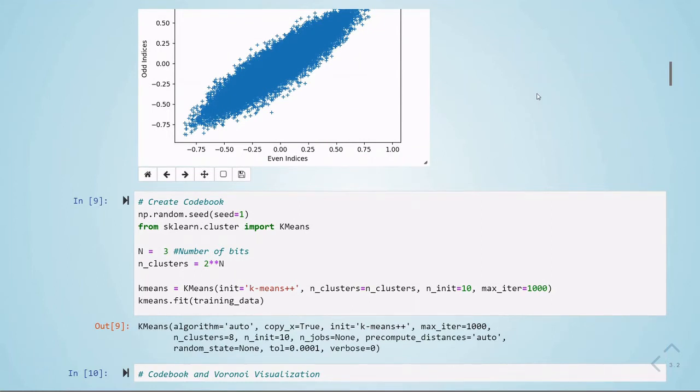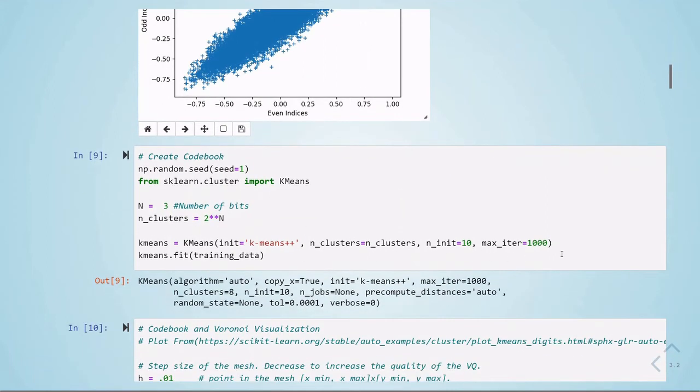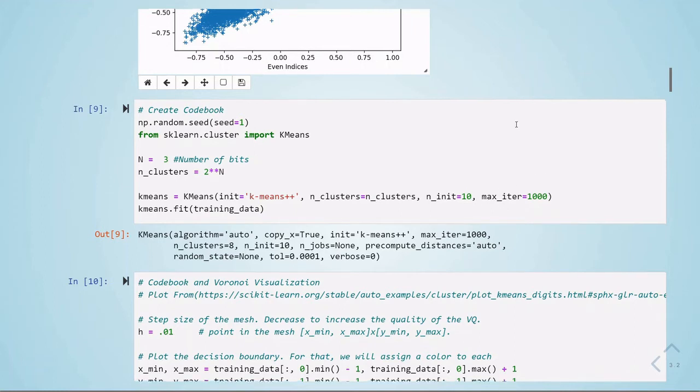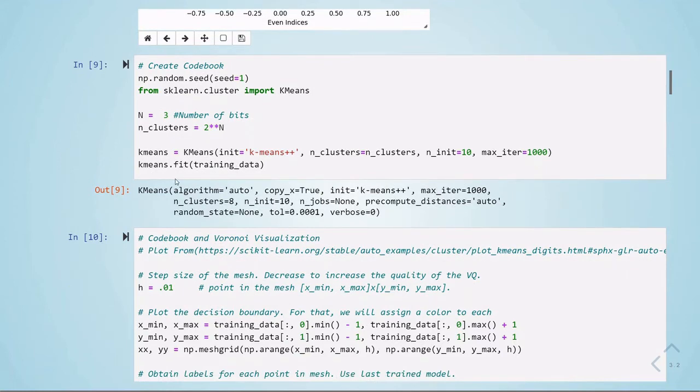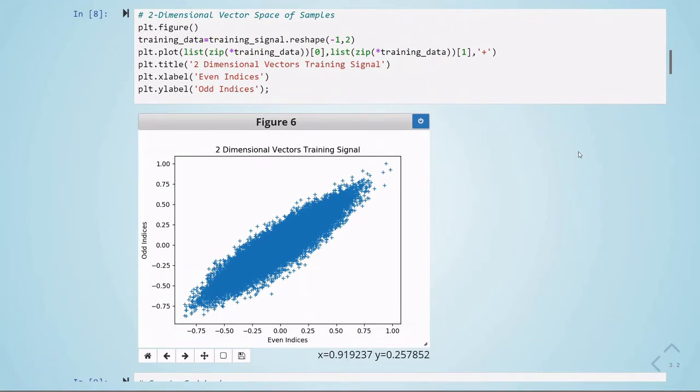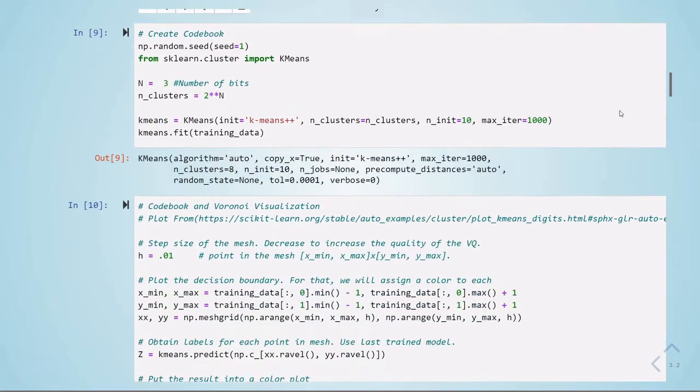So that means that we'll have 2 to the power of 3 clusters. So this is what we're doing here. Then we're initializing our data, our model. We're creating a model using the k-means++ initializer. The number of clusters is defined here, and we define a number of iterations, and then we will fit this model using our training data, which is these two-dimensional vectors here.